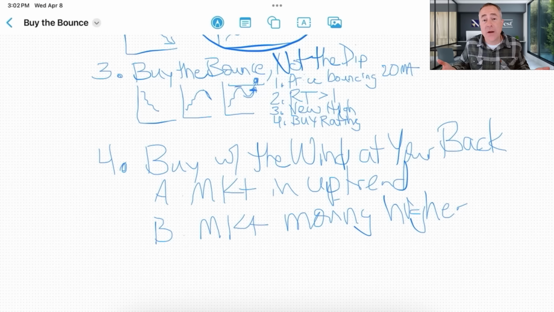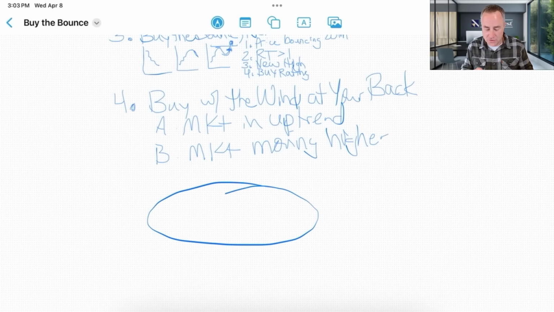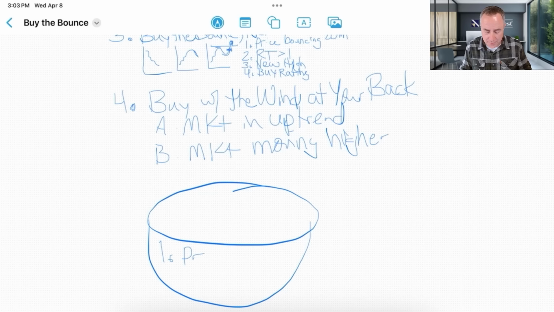That is the bounce framework. Start with good ingredients, use Newton's first law, buy the bounce, not the dip, and buy with the wind at your back. Think of the bounce framework like a soup bowl. So here we got our big soup bowl, right? And number one was good ingredients. And what was good ingredients? Well, we got price, we've got earnings.